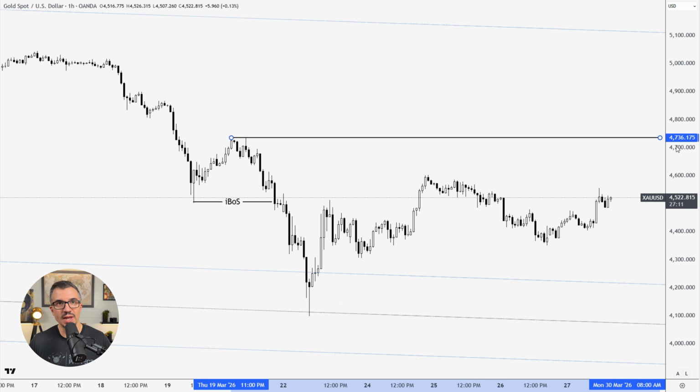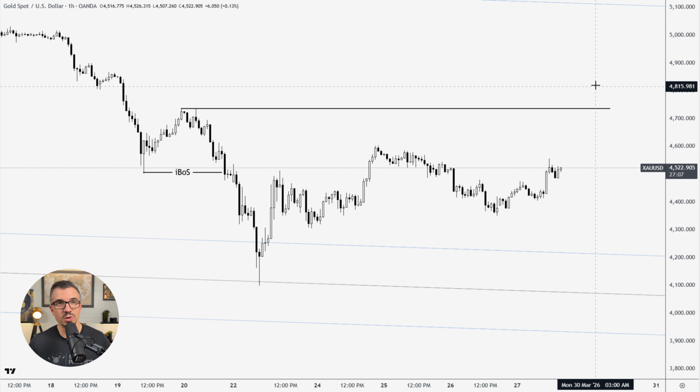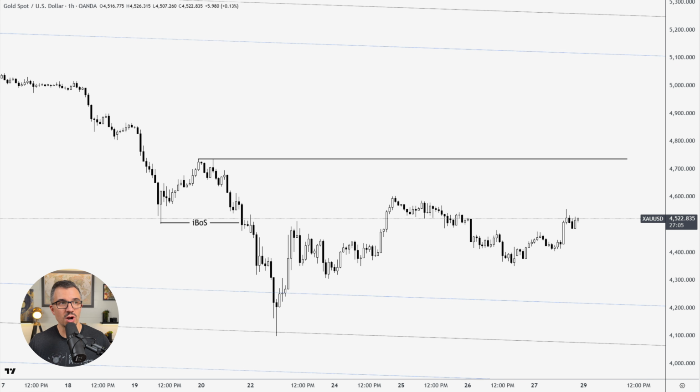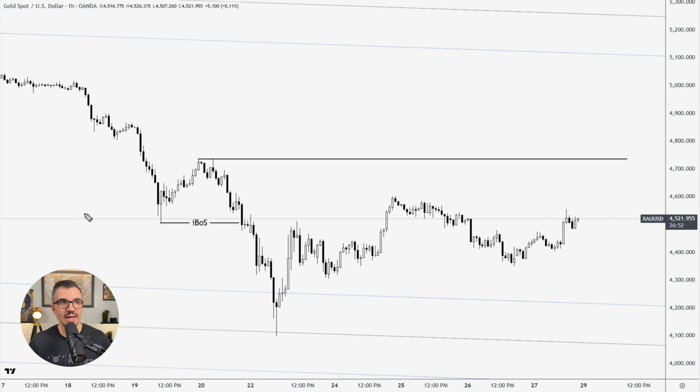So in order to get a true shift in the market structure and target higher levels, we're going to have to see gold take out this level up here. Okay, this would be the level to take out to give us a true shift in this chart, just because again we do have this BOS back here. So this would be your external high or protected high, and above this, that could give us a potential near-term bottom for gold.